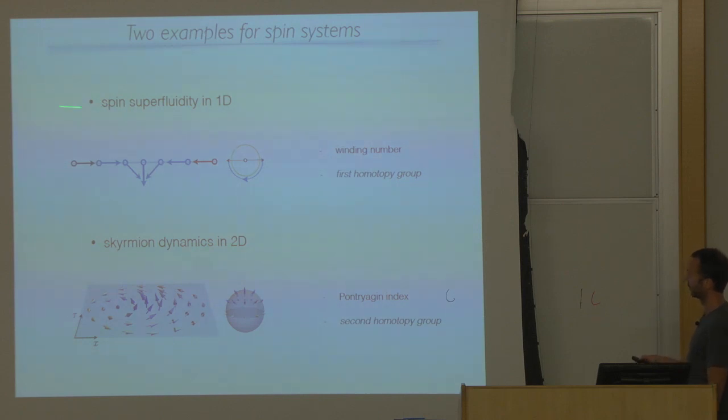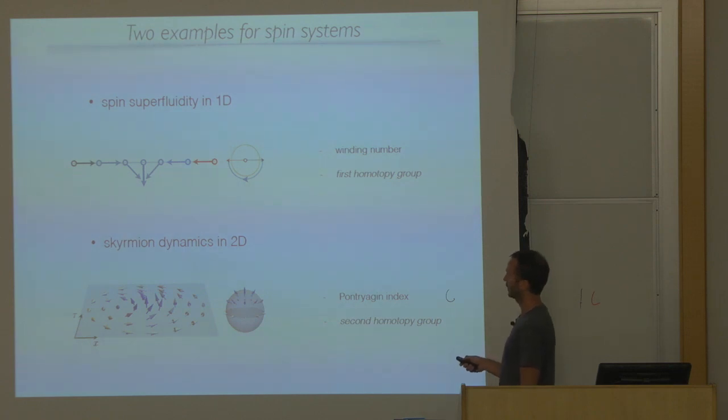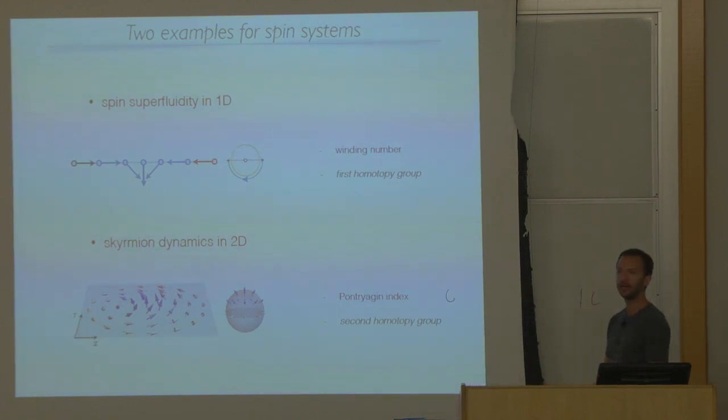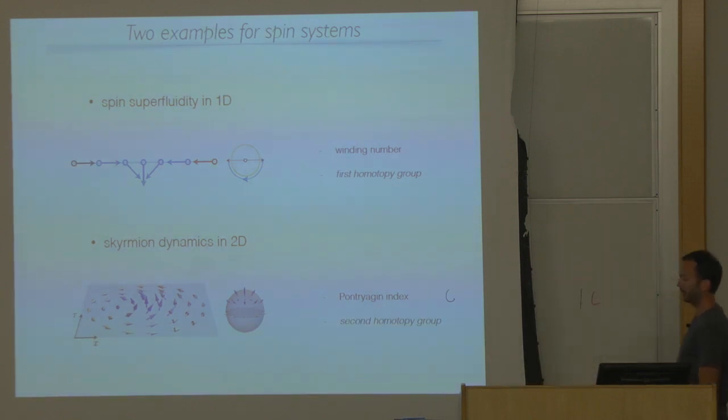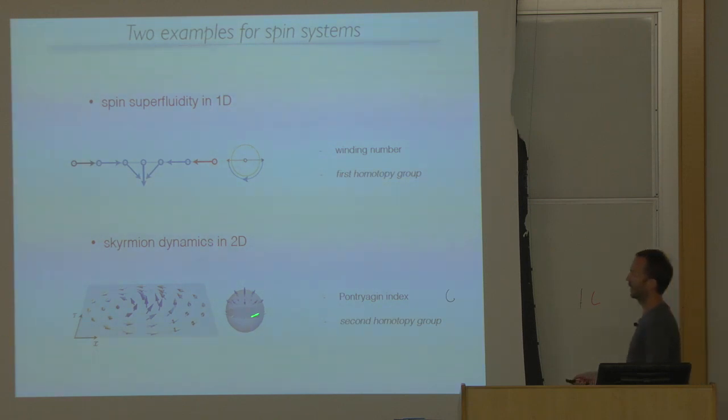One is spin superfluidity in 1D. This theory is formulated, as I already alluded to, in terms of texture and in terms of topological stability of the winding number. The winding number is probably the simplest topological invariant out there in physics, so we start there. The second example is just a little bit more complex, but pretty much just as simple: skyrmion dynamics in 2D. So the skyrmion texture corresponds to a two-dimensional generalization of winding.